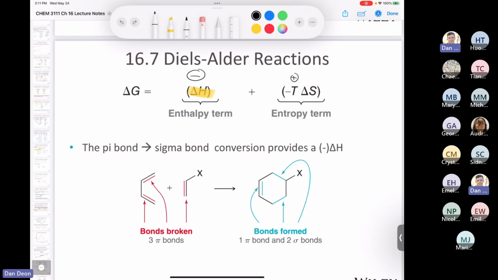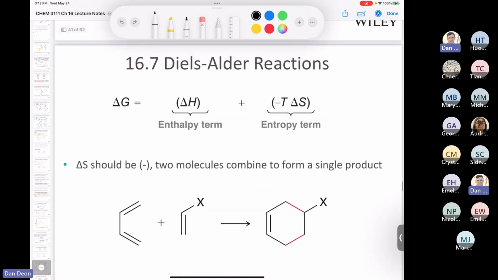Plus T delta S. There we go. So delta S should be negative since two molecules combine to form the single product. So we have a negative value here, and then we have a negative for our delta S like that. Okay, cool. So we get that part squared away.